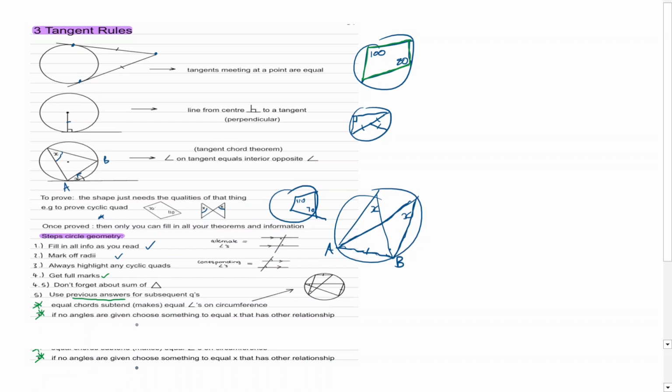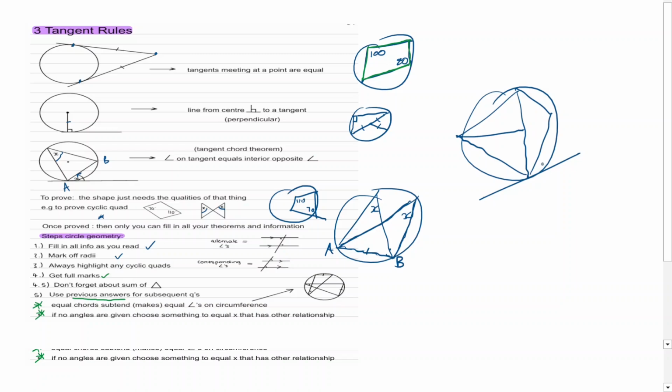And then if no angles are given and you just have a bare picture, then if you're going to choose something to equal x, choose something that has a relationship with another angle. And so quite a common one is you've got a picture with a lot of noise going on and you realize this is a tangent. And so that would be quite clever to let that be x, and then the angle opposite would be x. And that often will let you just feel your way around a question.